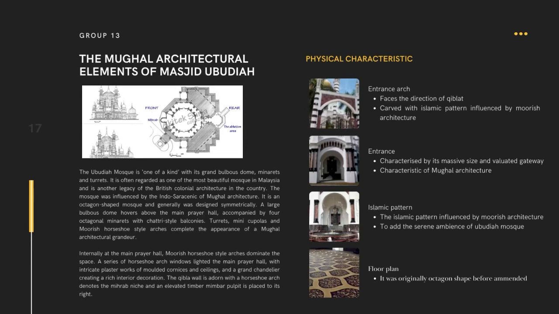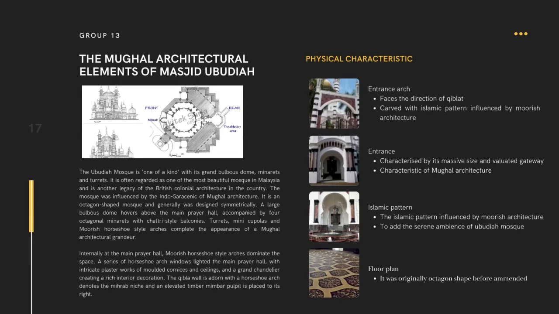Next are the physical characteristics of the Masjid Ubudiyah. First, the entrance arch faces the direction of Qibla, carved with Islamic patterns influenced by Moorish architecture. Second, the entrance, characterized by its massive size and elevated gateway, is a characteristic of Mughal architecture.